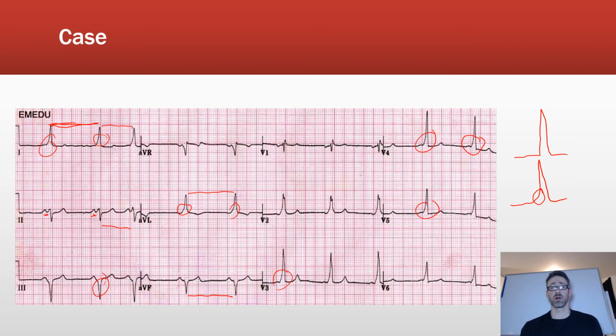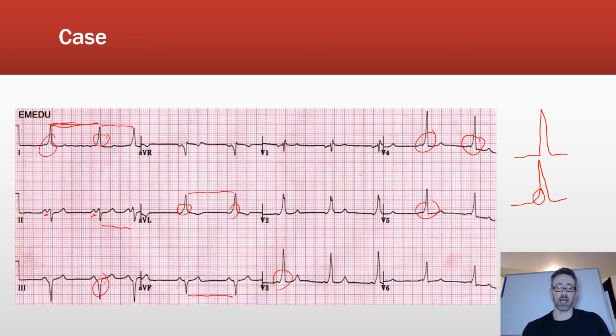And deltas are what are found in Wolff-Parkinson-White. That has the bundle of Kent, so it's bypassing the AV node essentially and causing that characteristic look to it. So that's a delta wave. So this patient definitely is a Wolff-Parkinson-White. I need a rhythm strip to assess the rhythm a little bit better.